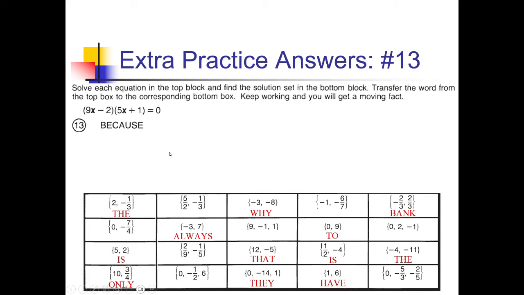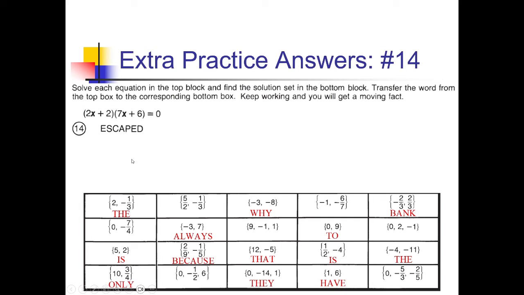Alrighty, same strategy here as the last 12 problems. Set each factor equal to 0. So 9x minus 2 equals 0, and 5x plus 1 equals 0. For the 9x minus 2, I can add 2 to both sides and then divide by 9 to get x equals 2/9. Over here, I can subtract 1 and then divide by 5 to get negative 1/5. And those two answers, I see those right here, so that's going to be "because" going right there.